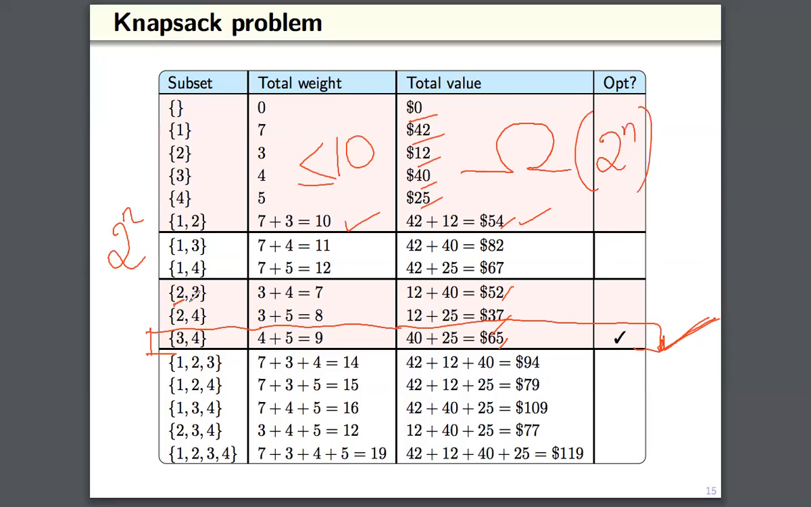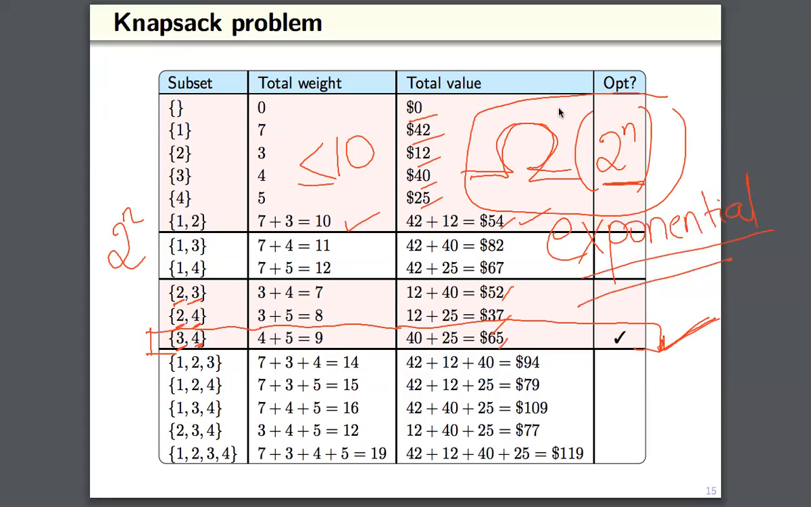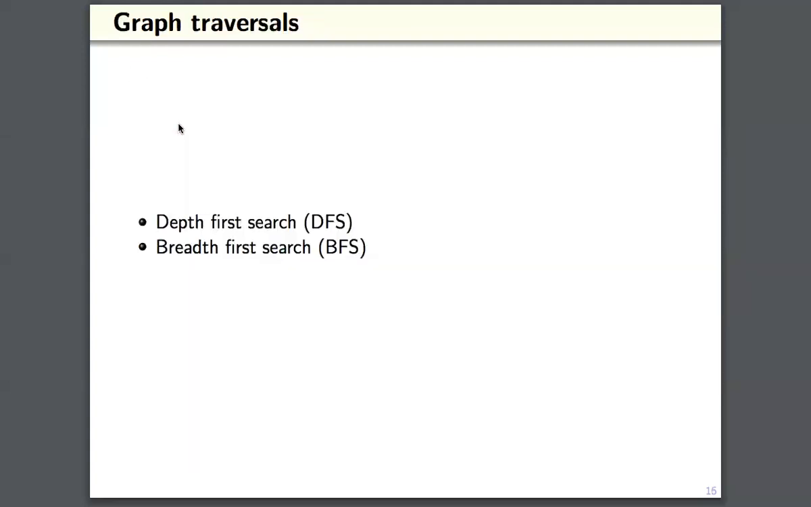Of course, for each subset, you need to process all the elements in that subset. That will be more. But the number of subsets, the number of rows itself here, is 2 power n. So it will be either 2 power n or greater than 2 power n. Doesn't matter. You can say omega of 2 power n. What does that mean? It means it is an exponential time algorithm. This is your brute force algorithm, right?